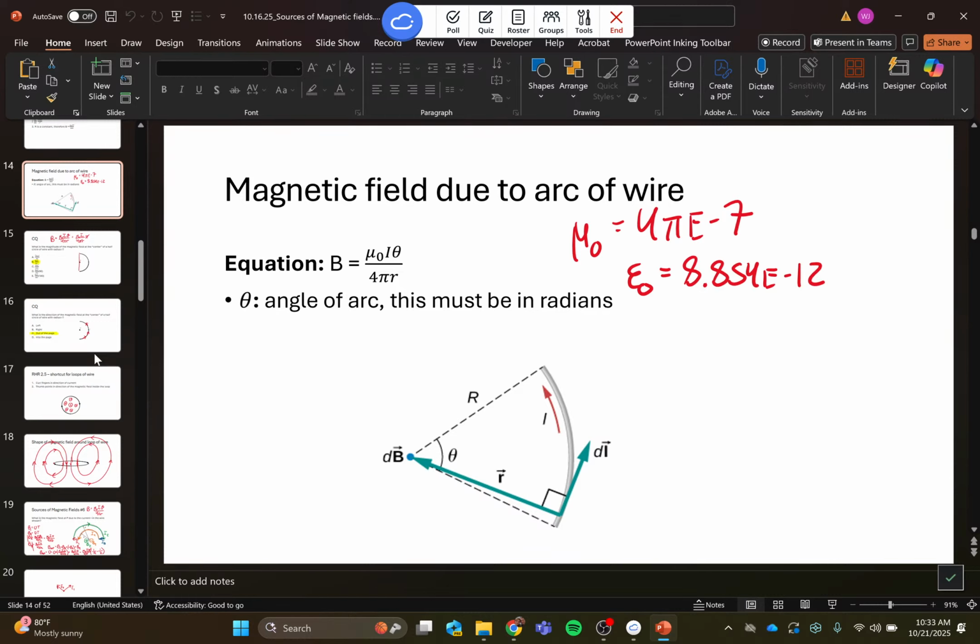And we learned there was a shortcut for an arc of wire or a loop of wire where you curl your fingers in the direction of the current. So that was right-hand rule 2.5.